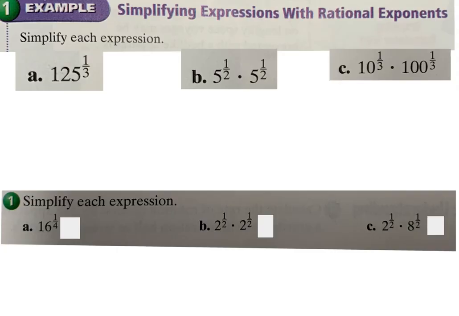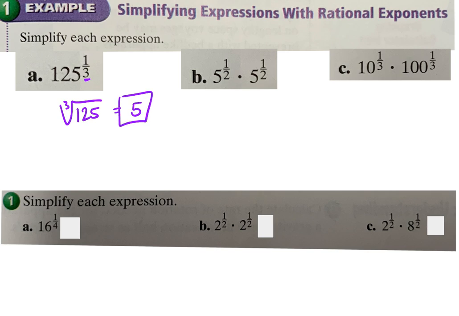125 to the 1/3, all right? That does not make sense in our brains, taking something to the 1/3 power. What does make sense, however, is if I were to rewrite it. This is my exponent, so 125 to the first power. This is my index. The cubed root of 125 does make sense. What is the cubed root of 125? There we go, and so that is my answer.